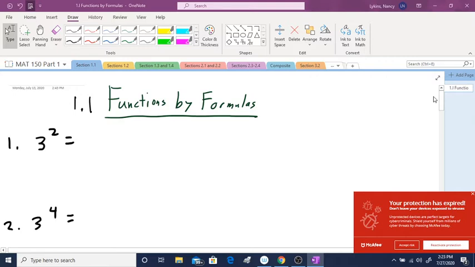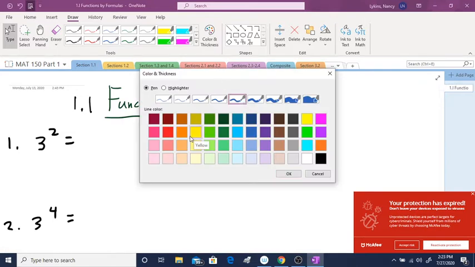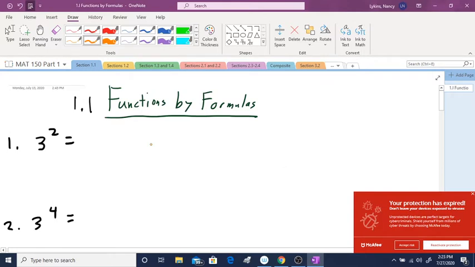Today we're going to start off this semester by talking about section 1.1, which is functions by formulas. To start this off, I need to clarify what exponents really mean. I'm going to demonstrate this with several examples.